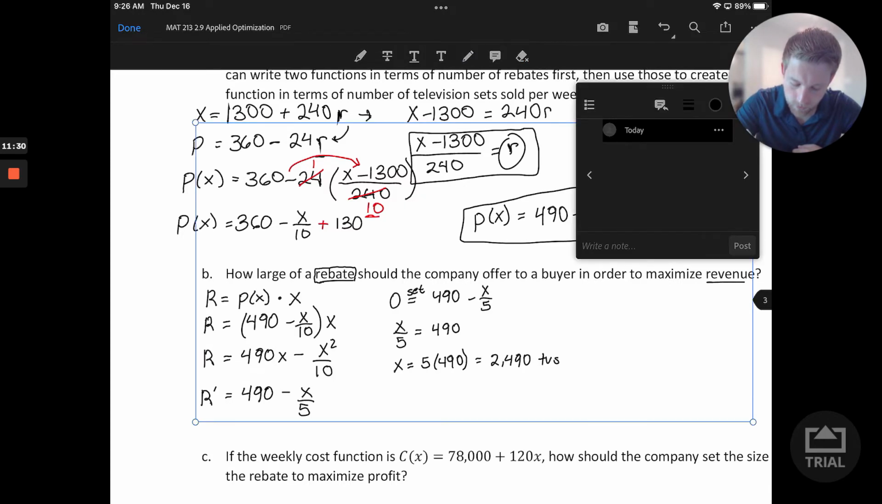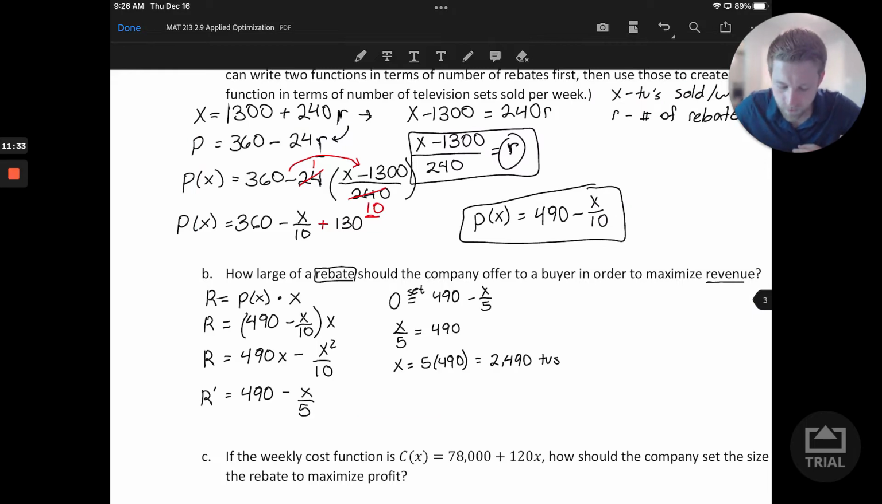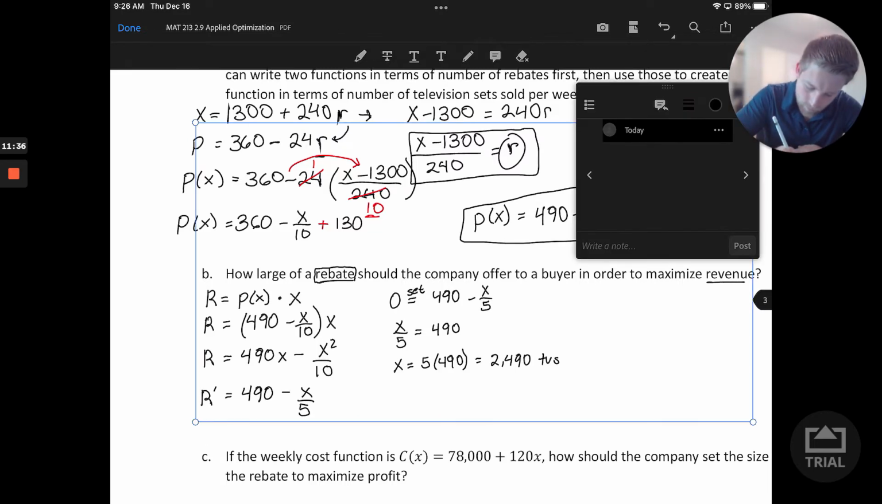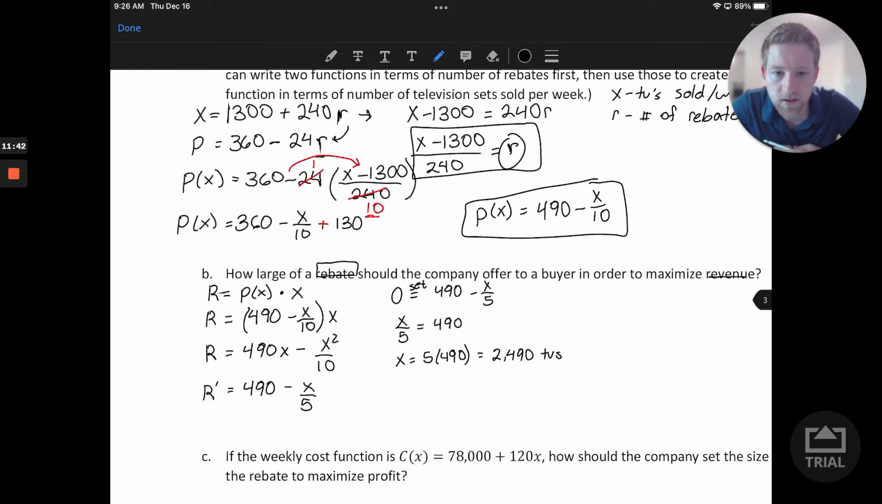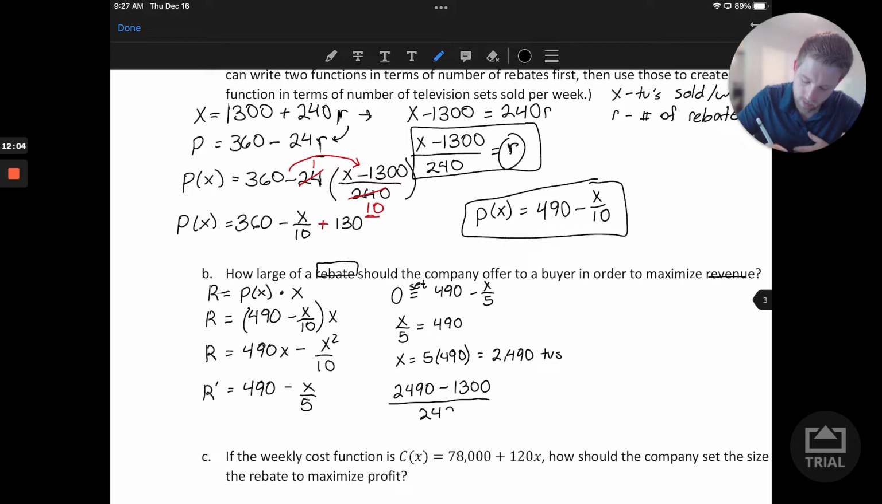So taking a look at this, we have that R, the number of rebates here, was equal to x minus 1,300 divided by 240. So let's go ahead and use that to our advantage and consider how many rebates we're going to have. So if I use that top equation, I have 2,490 minus 1,300 divided by 240. This is going to give me the number of rebates. So R is going to be equal to this. That's the number of rebates.